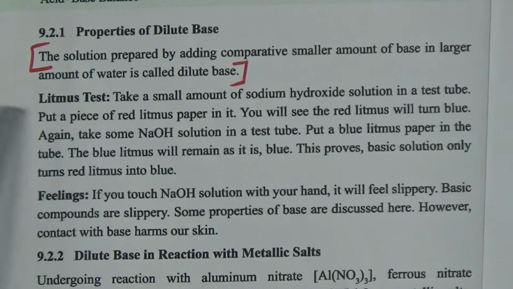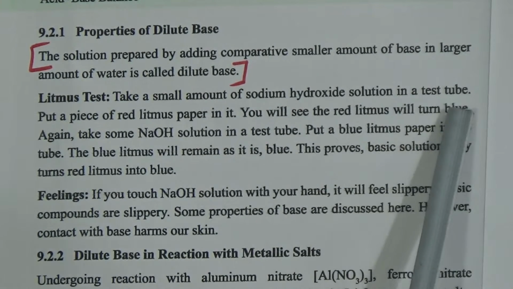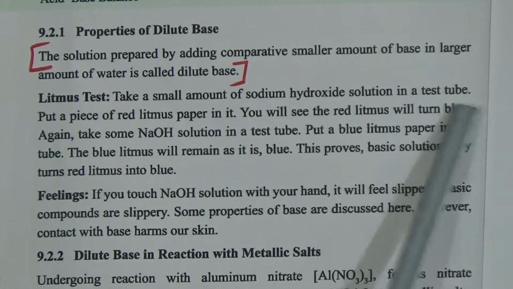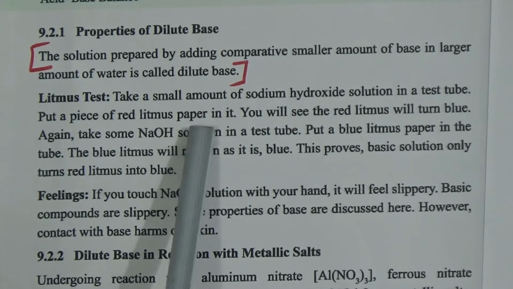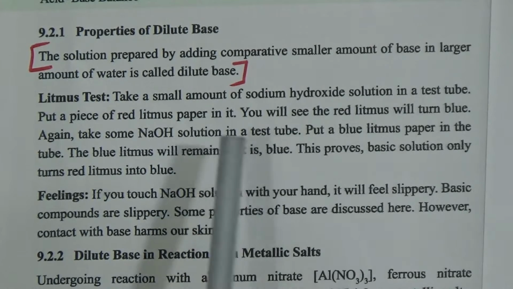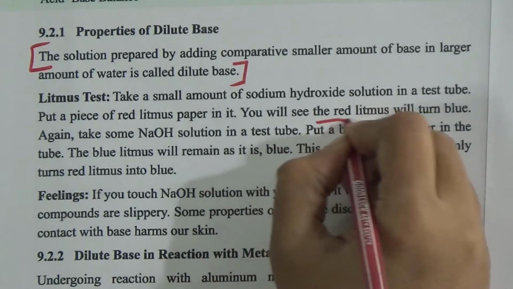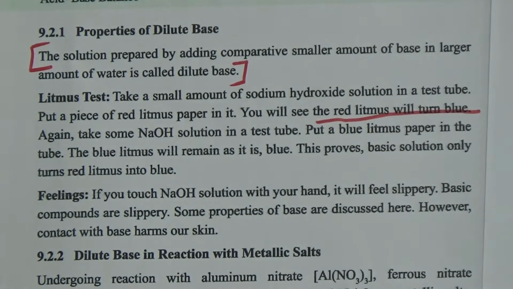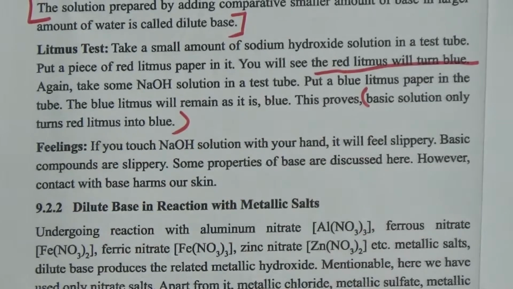Now come to the litmus test. Like the acid, there is also a litmus test. After taking a small amount of sodium hydroxide solution in a test tube, if we put a red litmus paper, it turns blue. That means acid turns the blue litmus paper red, and base turns the red litmus paper blue. This is a property of base. That means basic solution turns the red litmus paper blue.